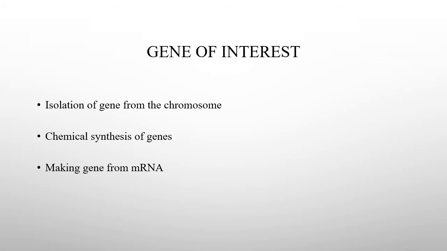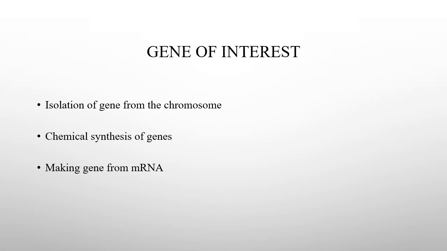The other one is making a gene from mRNA. It is a very common method of getting the gene. In this case, the gene is synthesized in the laboratory from messenger RNA by the reverse transcriptase enzyme, an enzyme which can make DNA from RNA. When we use this enzyme, it can make DNA, and from DNA we can make protein, or we can make the gene.